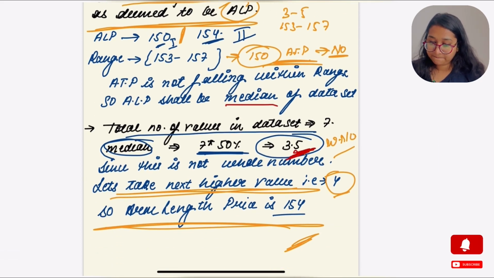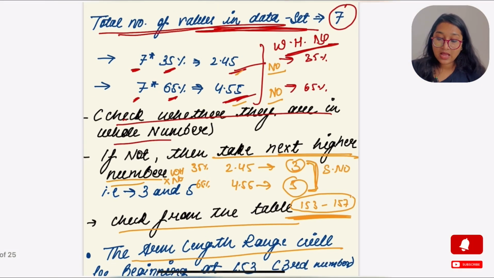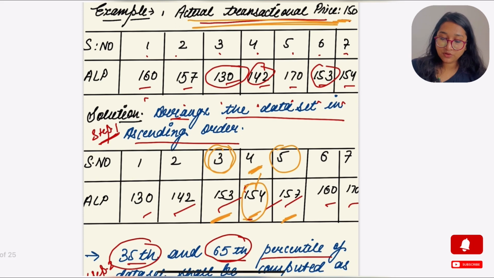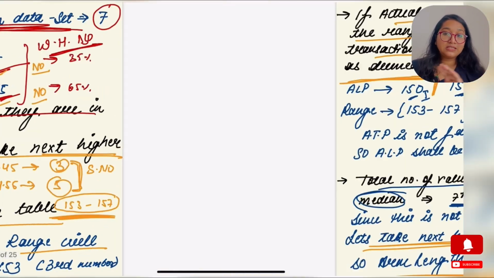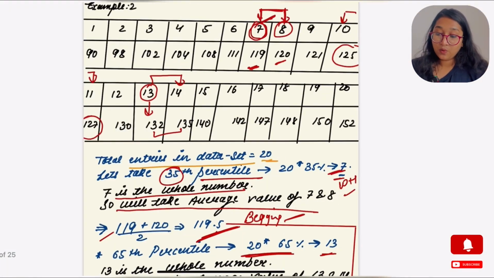Where is it? Yeah, okay, this part. I have taken the round of this number, which is 4, and from the table I'm going to take out the arm length price of the 4th serial number, which is 154. Is this clear? Yes, this part was clear.